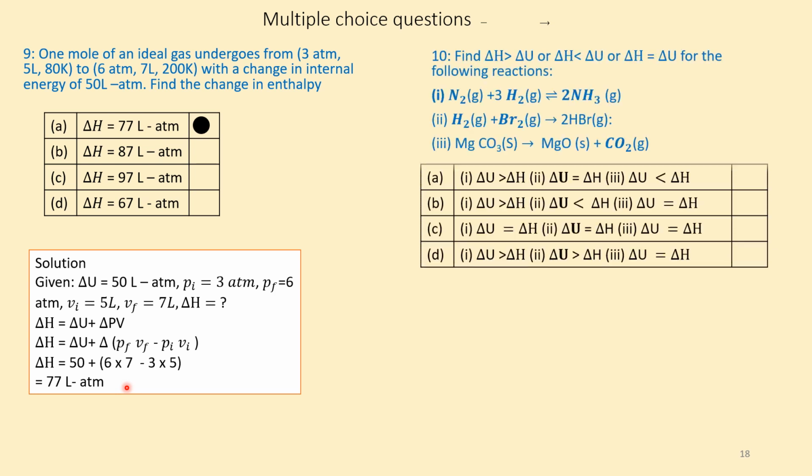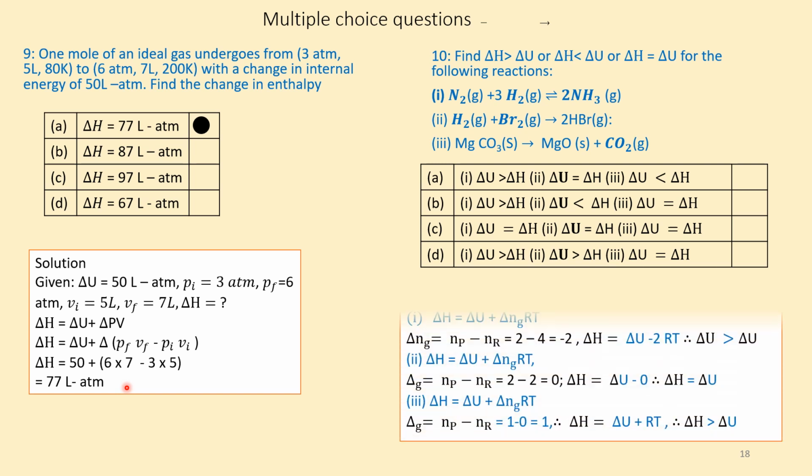Please mark it. Next question: find whether delta H is greater than, equal to, or less than delta U for the following reactions. N2 gaseous plus 3H2 gaseous is reversible to 2NH3 gaseous. Reaction 2 is H2 gas plus Br2 gas combined to form 2HBr gaseous. And the third equation is MgCO3 solid splits to form MgO solid plus CO2 gas. So four options are given. You have to identify the correct answer by solving it.